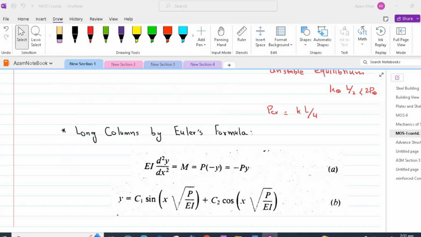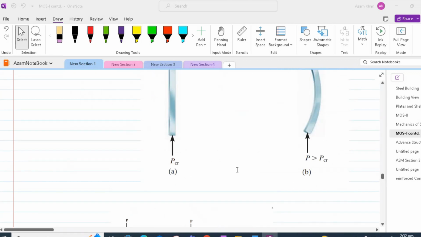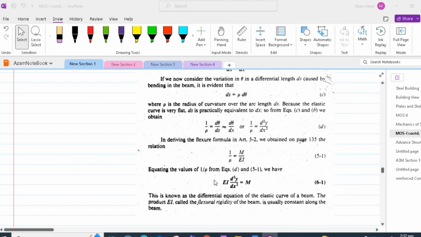Now let us derive an equation for long columns. A theoretical analysis of critical load for long columns was made by a Swiss mathematician called Leonhard Euler. His analysis is based on the differential equation of the elastic curve which we derived earlier. This differential equation is EI d2y by dx square is equal to M.